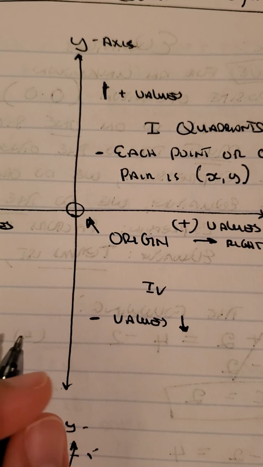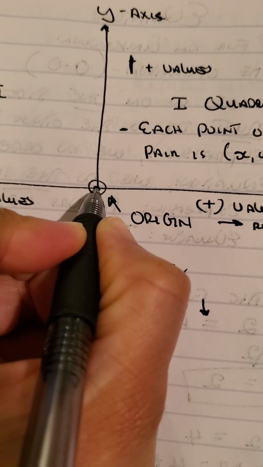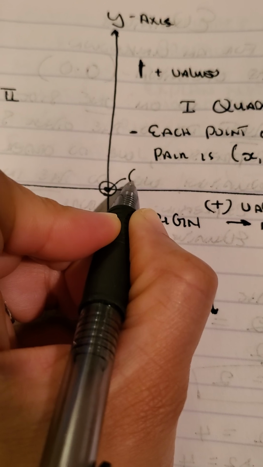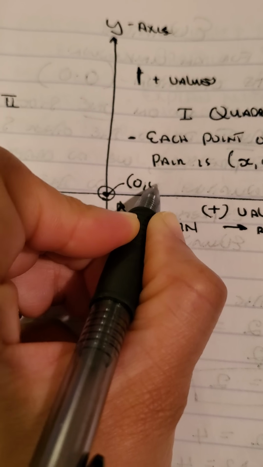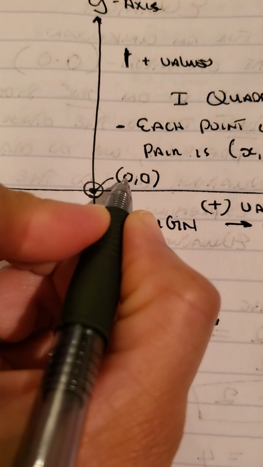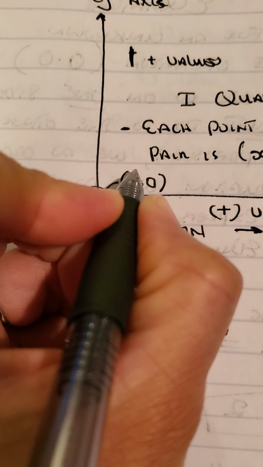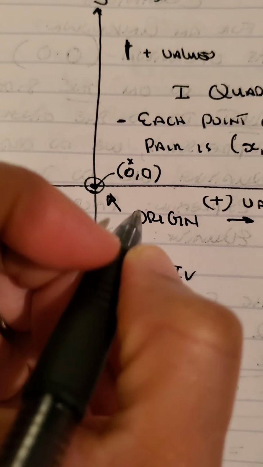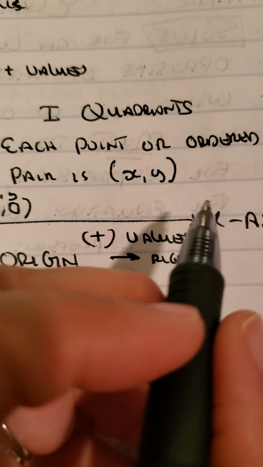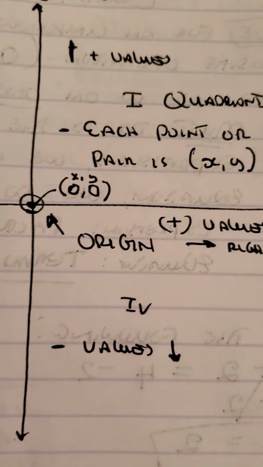Each point has an x and y, and it's important to know that the origin, which is the center of your coordinate system, has the coordinate point 0, 0. Your first value is usually an x value, and your second value is usually a y value. So it's always a pair, x, y, and those pairs can be either negative or positive values.